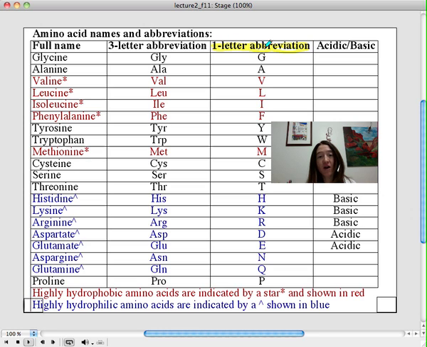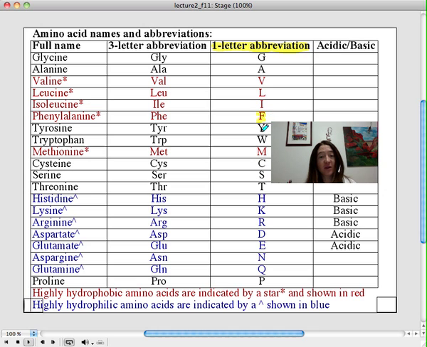And I know I promised not a lot of bulimic learning. Well, when you get to know the one-letter abbreviations, eventually it won't be bulimic because you'll use them all the time. But to start with, you just have to start by memorizing. So let's talk about some of these one-letter abbreviations. Most of them make sense, like glycine is G, alanine is A, valine is V. But when you get to some of the weird ones, well, phenylalanine is F. That's kind of confusing.